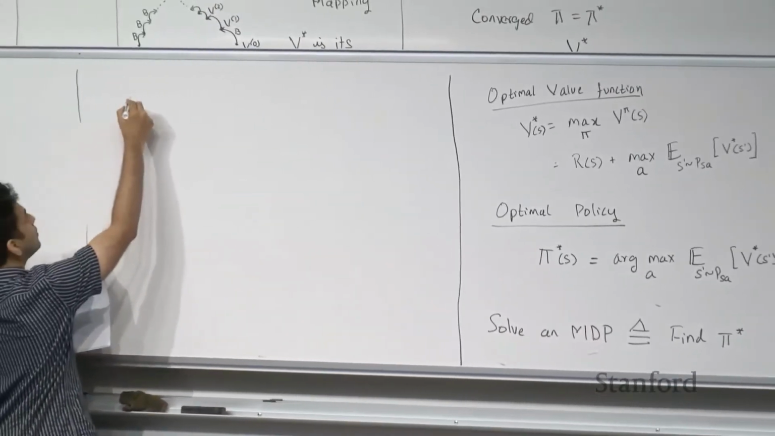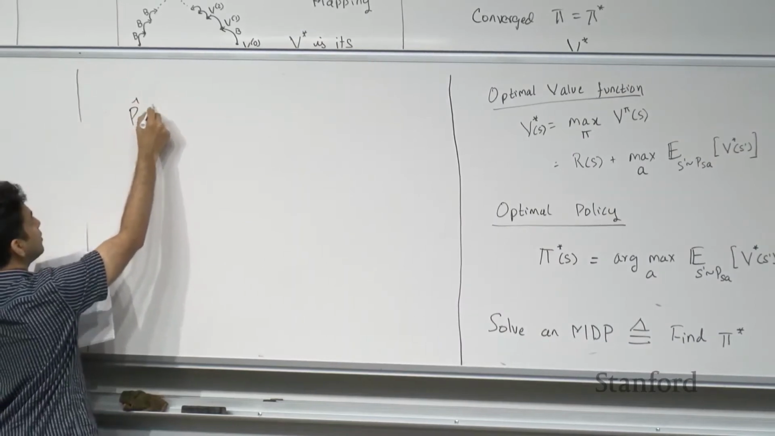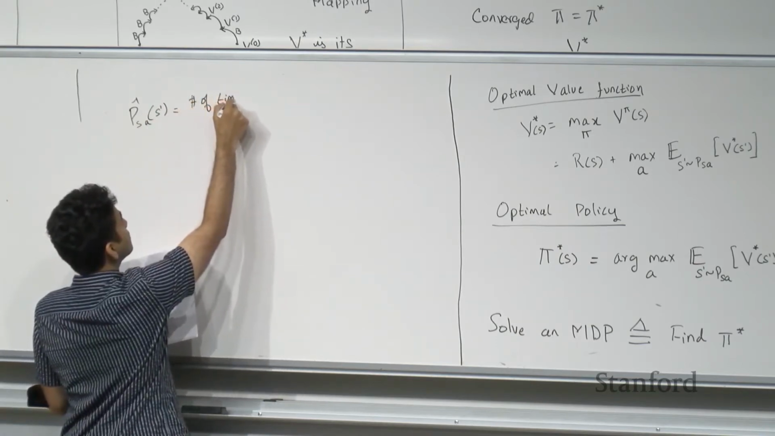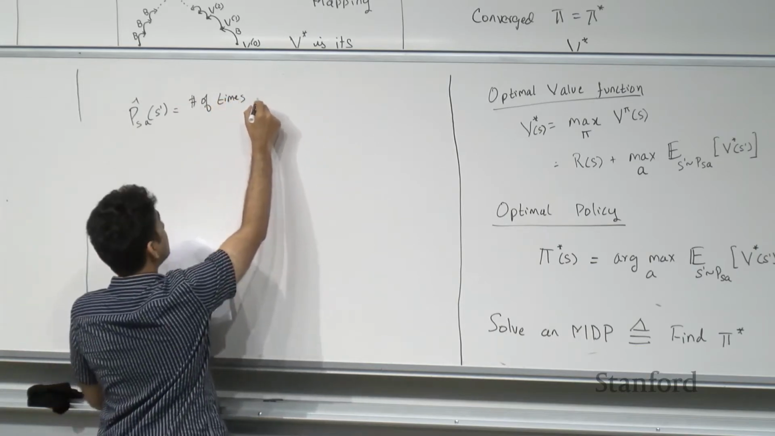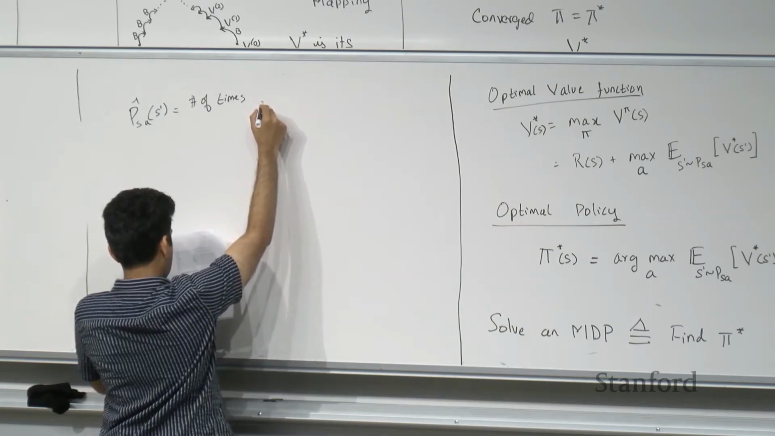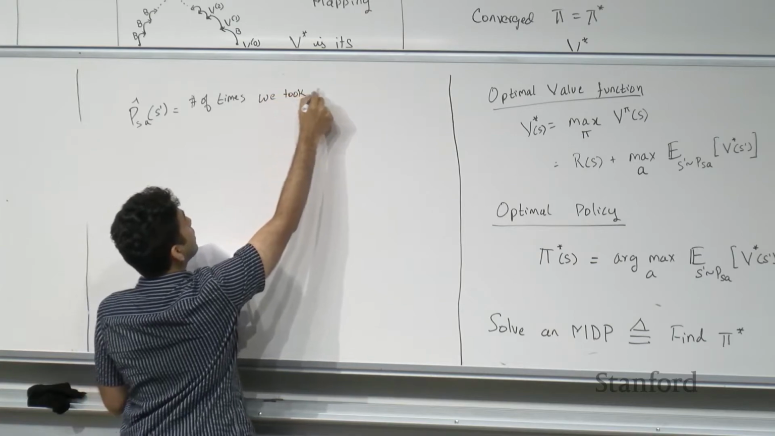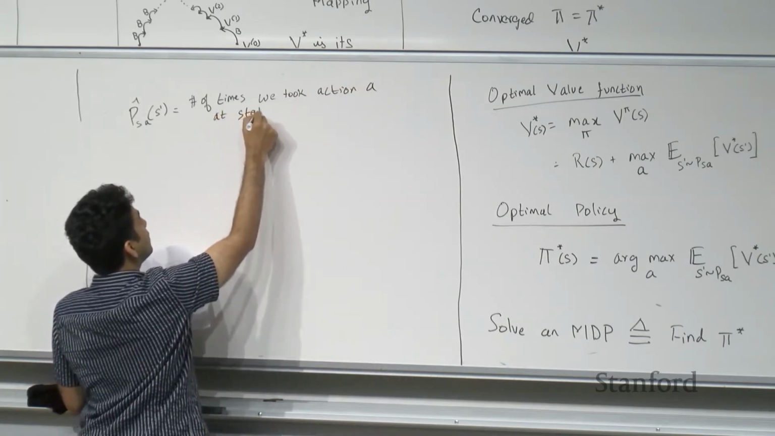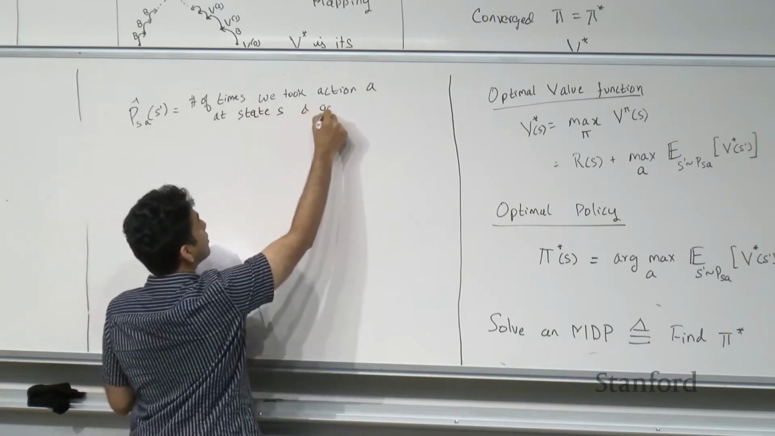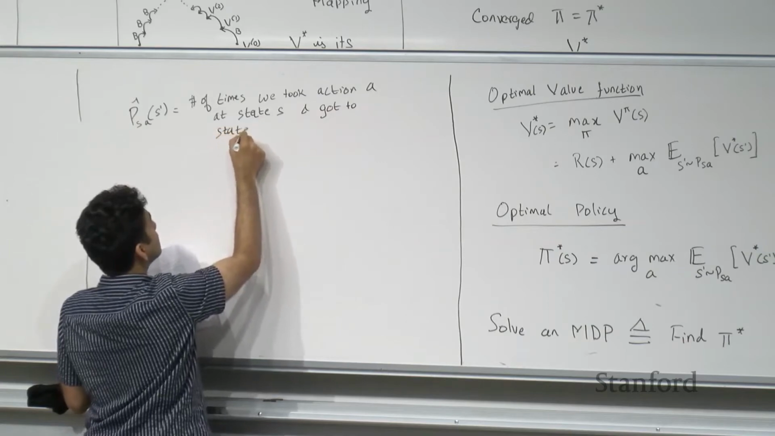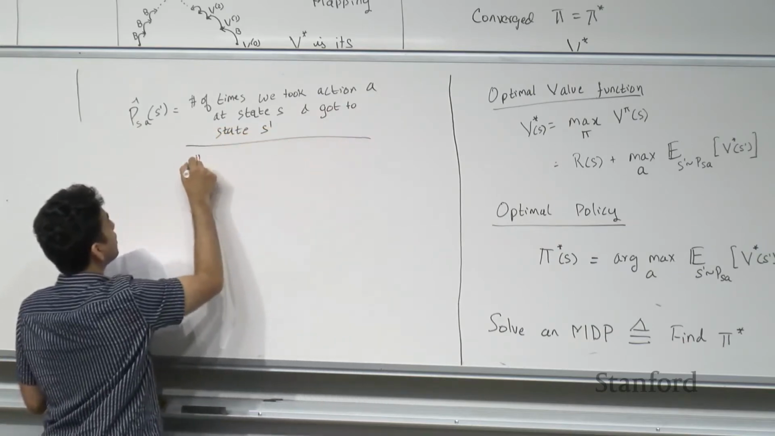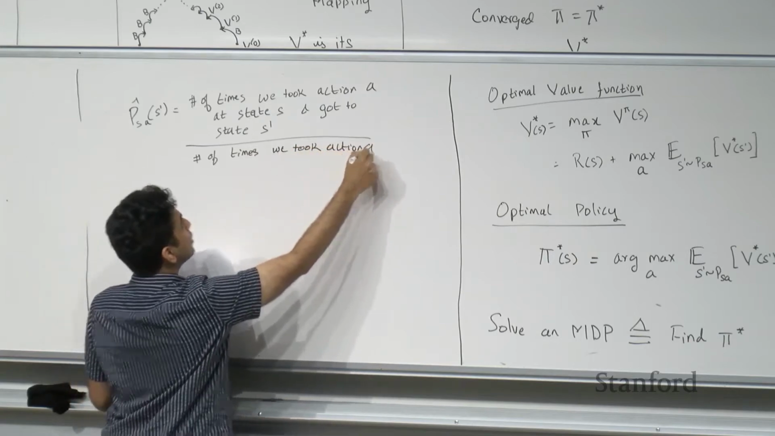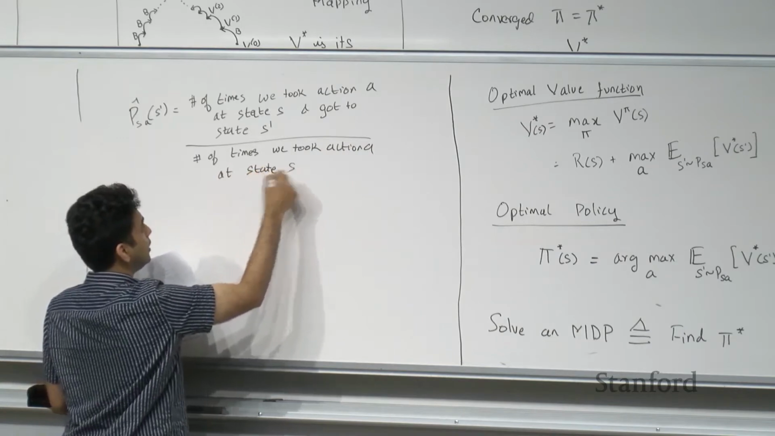So P, I'm just going to call it P hat SA of S prime, is equal to the number of times we took action A at state S and got to state S prime, over the number of times we took action A at state S, right?